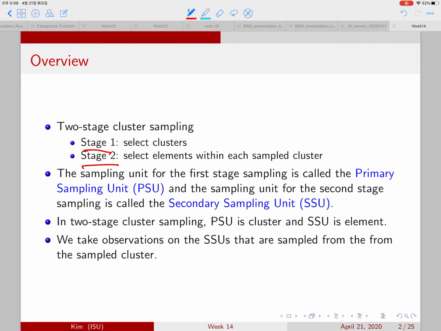The sampling unit for the first stage sampling is called the primary sampling unit, and the sampling unit for the second stage sampling is called the secondary sampling unit. In two-stage cluster sampling, the PSU is the cluster and the SSU is the element. We take observations from the secondary sampling units, which are the elements that are sampled from the sampled cluster.